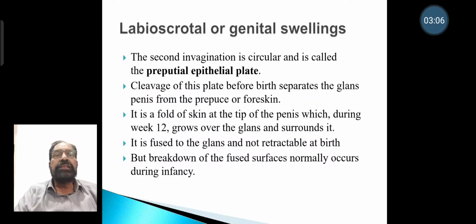The second invagination is circular and is called the preputial epithelial plate. Cleavage of this plate before birth separates the glans penis from the prepuce or foreskin. It is a fold of skin at the tip of the penis which during week 12 grows over the glans and surrounds it. It is fused to the glans and not retractable at birth, but breakdown of the fused surfaces normally occurs during infancy.